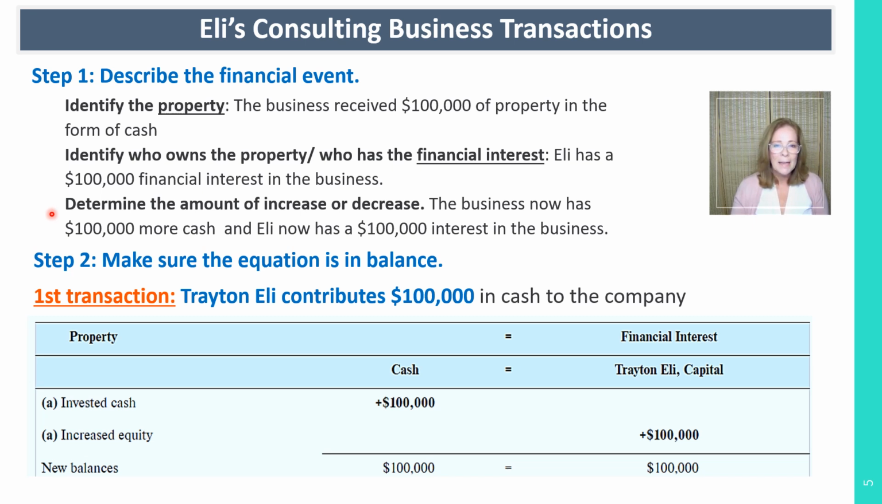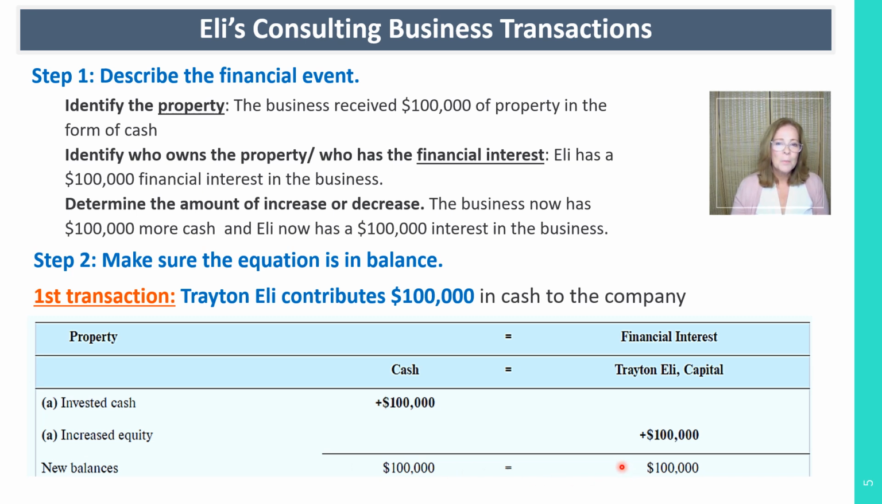We'll start by adding the category cash to the property side and the capital account for Trayton Eli to the financial interest side. That helps us keep things organized. So let's enter the transaction of $100,000 into our table and calculate the new balance.